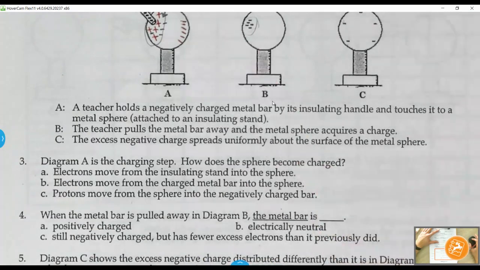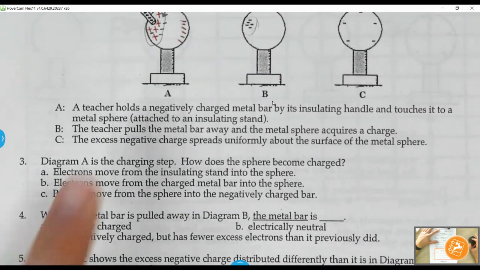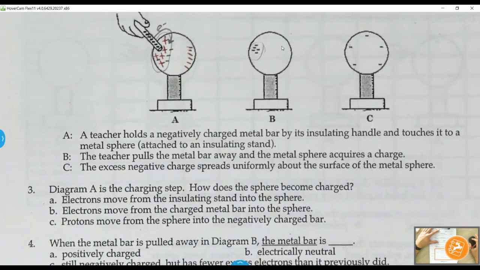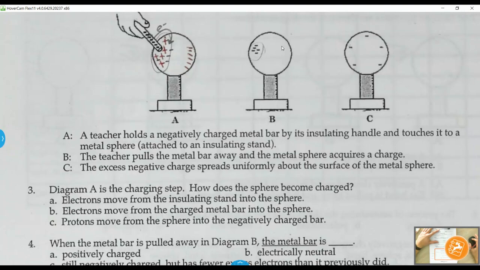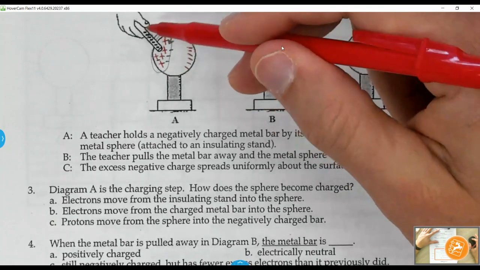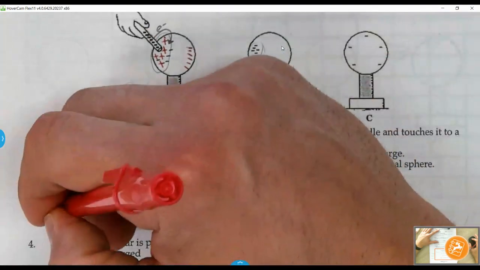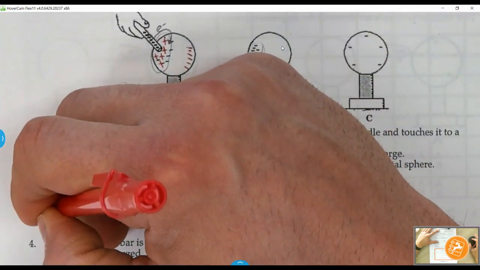Diagram A, charging step. How does the sphere become charged? How did it happen? How did the sphere become overall charged? What did the electrons do? Well, they moved from the metal bar to the sphere. So we're looking at B.